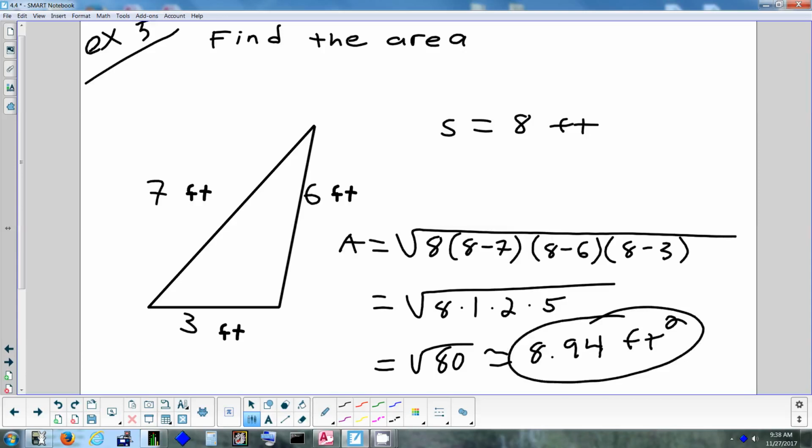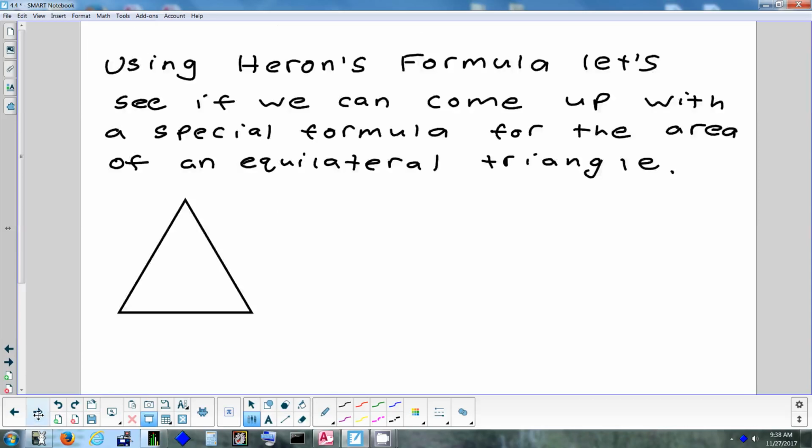Any questions on that? 8.94 square feet. All right, so the last one we're going to look at is finding a formula for a special kind of triangle, specifically the area of an equilateral triangle. Now, you could use Heron's formula, or even the first formula I taught you, to do an equilateral triangle. But if all the sides are the same, there's an even faster way to do it. When you do s minus a, s minus b, s minus c for equilateral, they all come out the same. So why would you do the same calculation 3 times in a row? There's got to be a faster way. And there is.